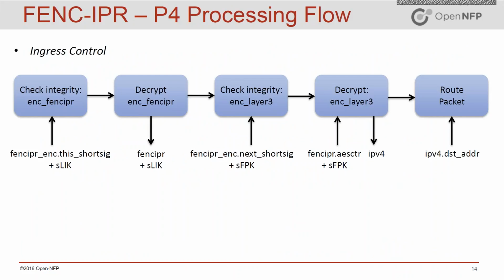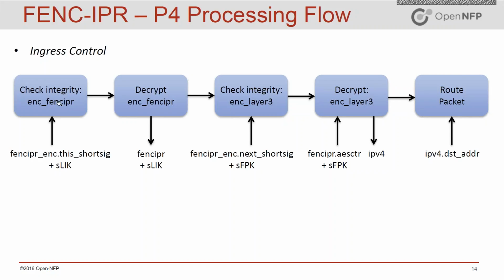Diagrammatically, here's what the ingress control looks like, and we'll see some of the code in a minute. First we need to check the integrity with that digital signature. So here's the encrypted FENC-IPR header dot this short sig. Here's that value of the short signature plus the symmetric logical interface key, which goes into calculating a short signature for the encrypted FENC-IPR header.